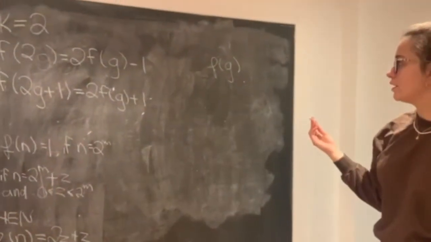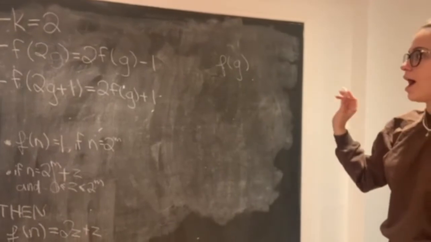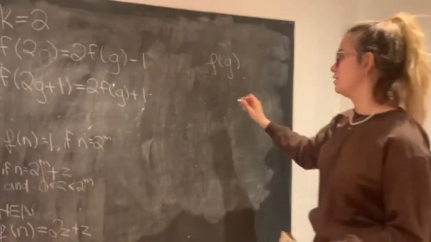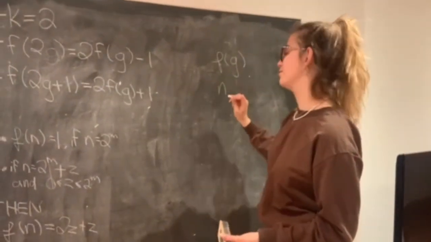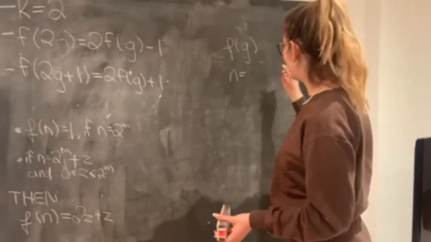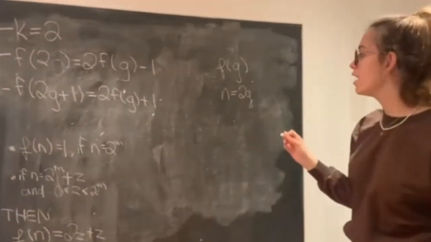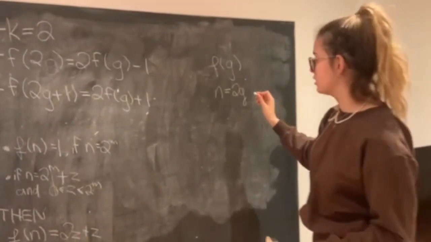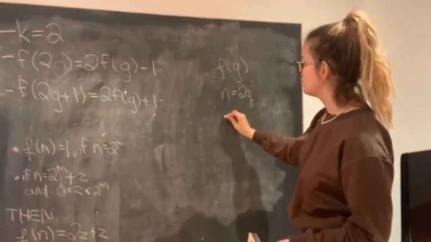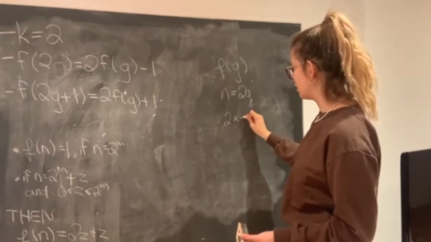So basically here we're gonna have the formula f of g, and then we're gonna have another formula for n. So n is the number of people that we have in the problem. Let's say here that n is equal to 2g. So basically we're gonna use these numbers, these variables, and sub them into our equation 2x minus 1.